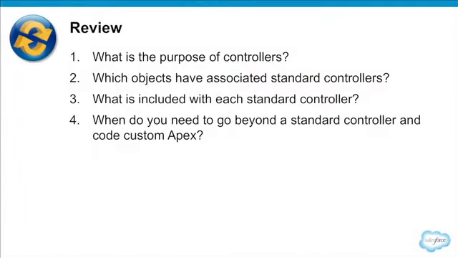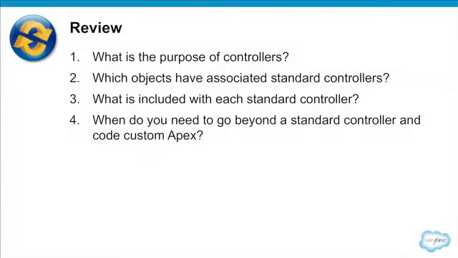What is included with each standard controller? We already kind of talked about that. The 6 standard action methods, and then the getters and setters. And then when do you need to code custom Apex? There's really 2 overriding reasons. You want to create new functionality, or you want to change existing functionality. So generally, what you're doing falls into one of those 2 buckets.